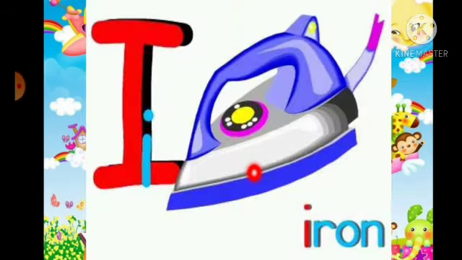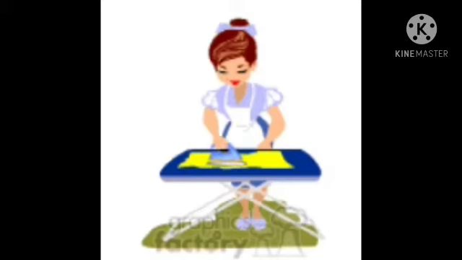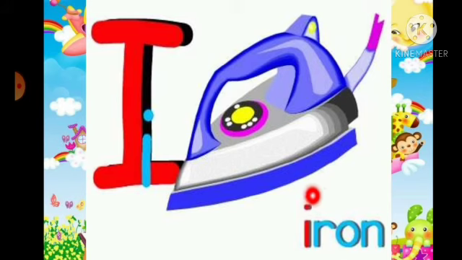What is this children? Tell me what is this? Yes, it is I for iron. Do you have iron box at your home children? Yes. Children, iron is used for ironing clothes. So, I as in iron. I as in iron.